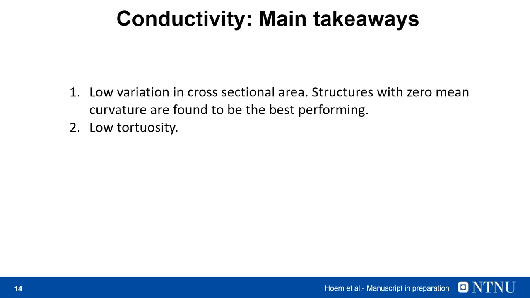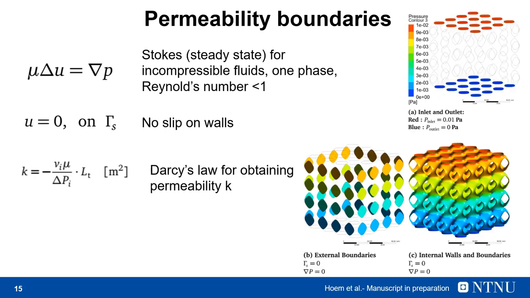The main takeaways are that low variation in cross-sectional area gives high utilization of the volume and low resistance of electron flow. Structures with zero mean curvature are found to be the best performing. Also, low tortuosity gives high conductivity. Next, we are going to talk about permeability.